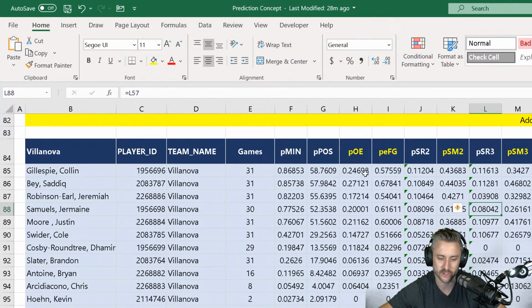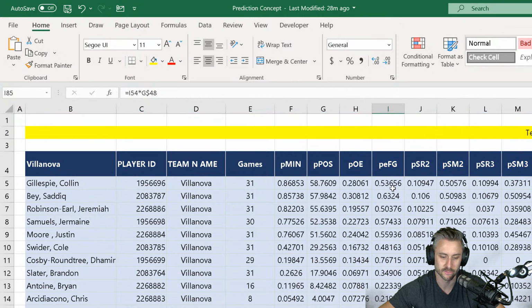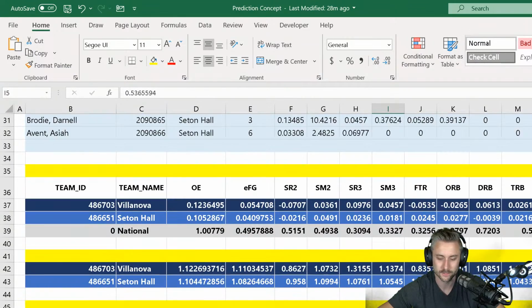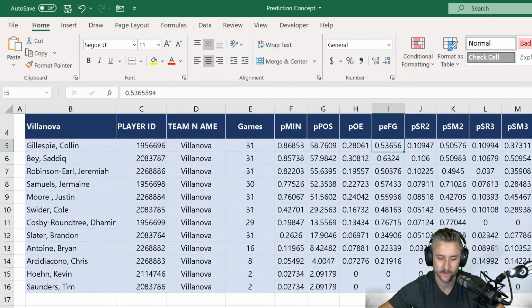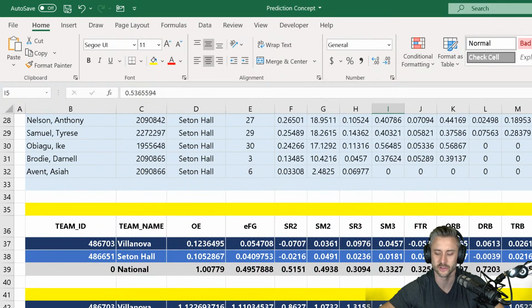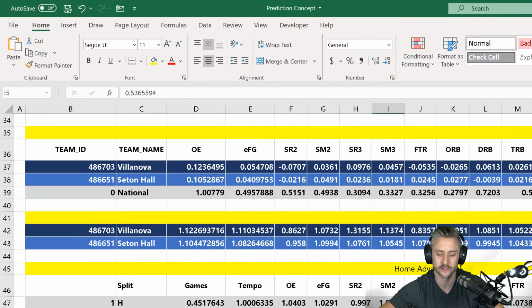So against Seton Hall, we could expect Colin Gillespie to have an effective field goal percentage of 57.5%. His season effective field goal percentage is a 53 point. I don't know how it was adjusted up, but maybe I have an error. Yep, I don't know why it's adjusted up. I have an error in there somewhere, but this is just a stream of consciousness video, guys.